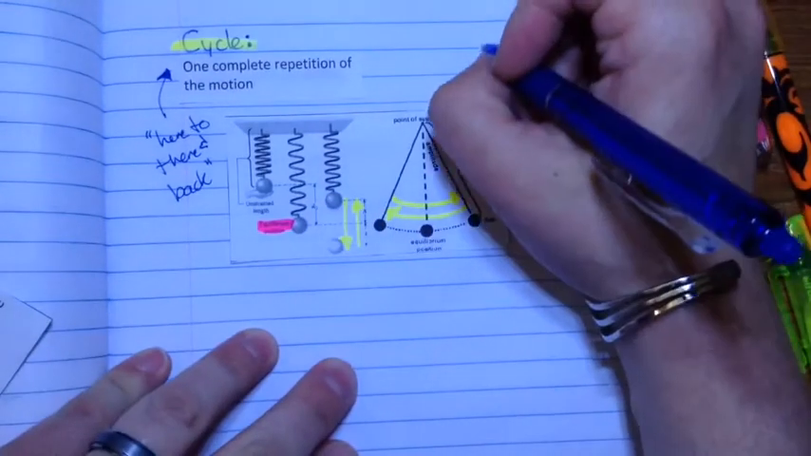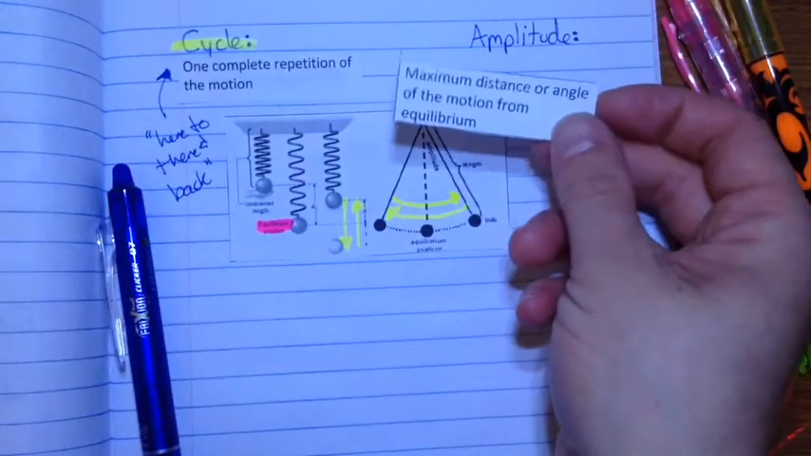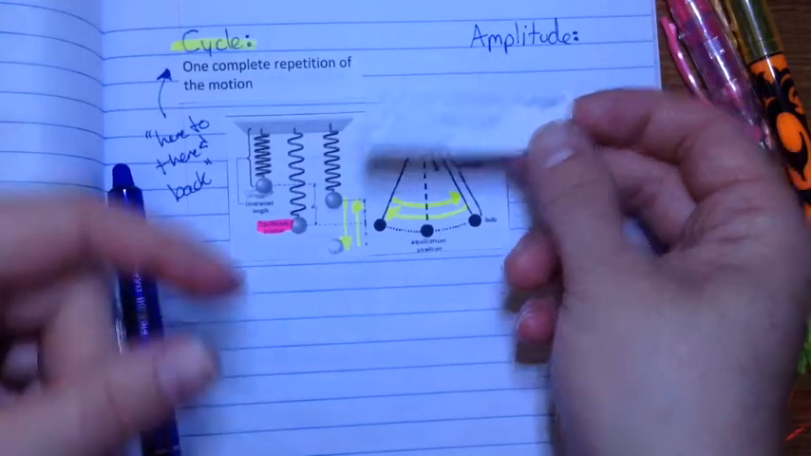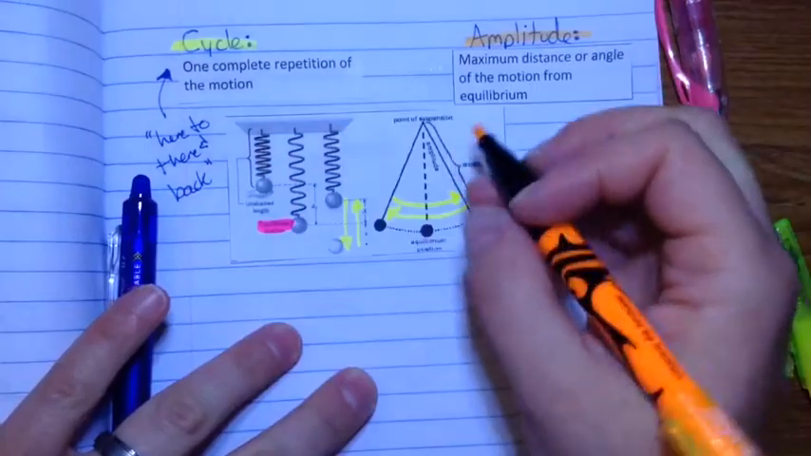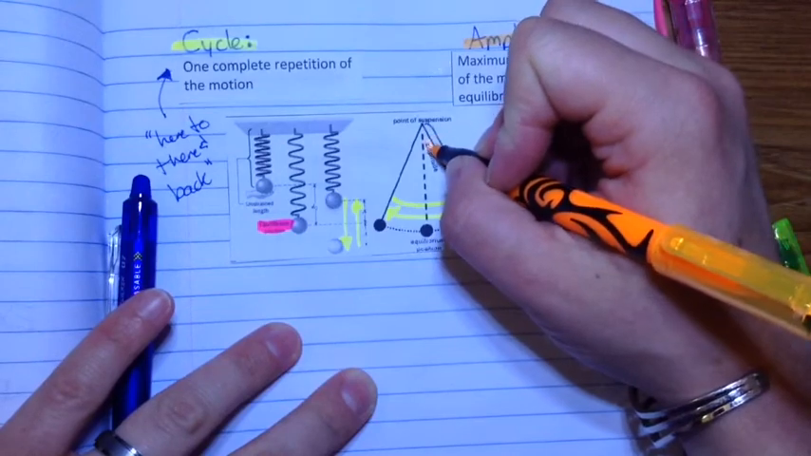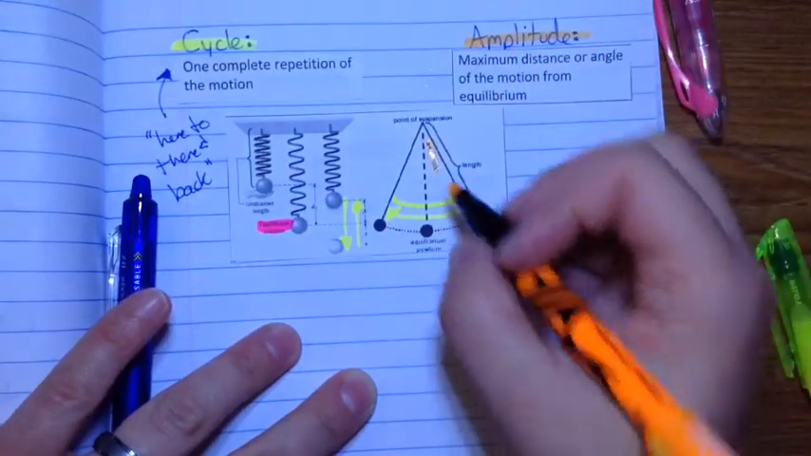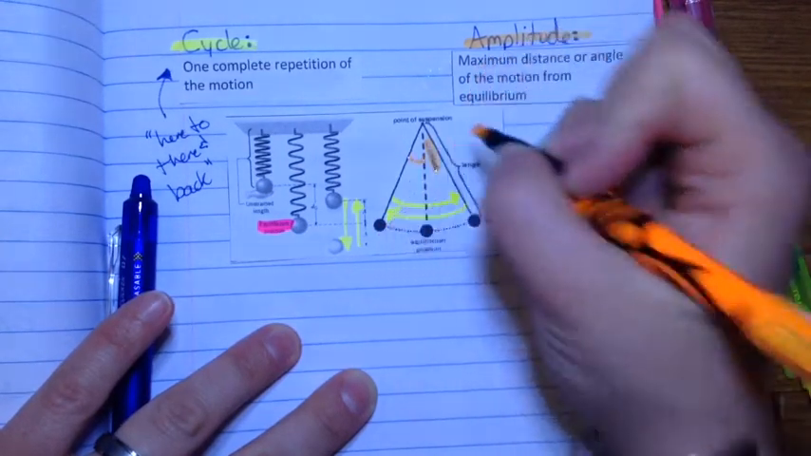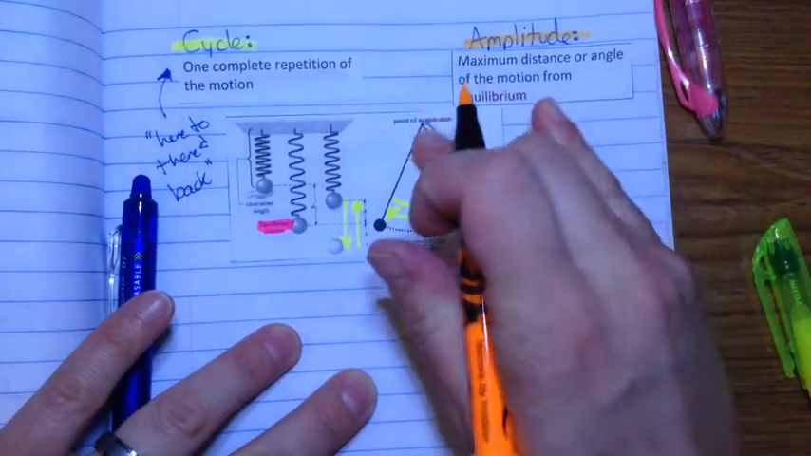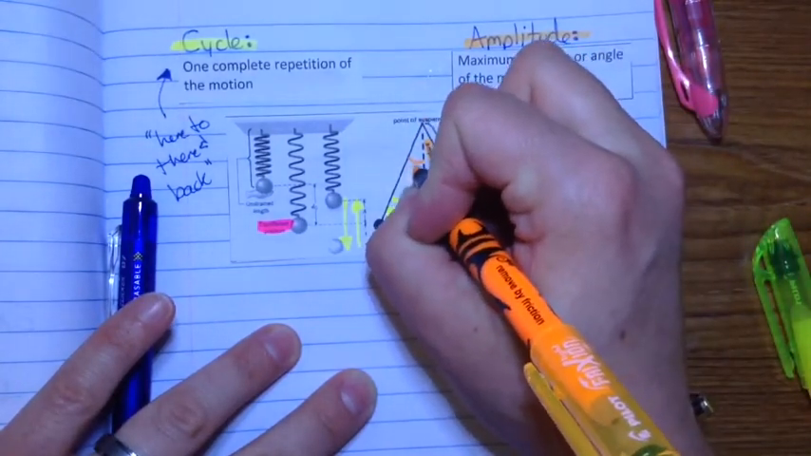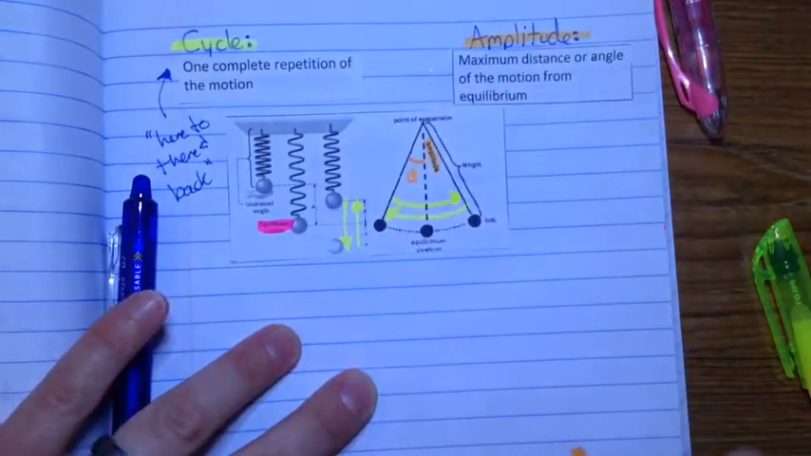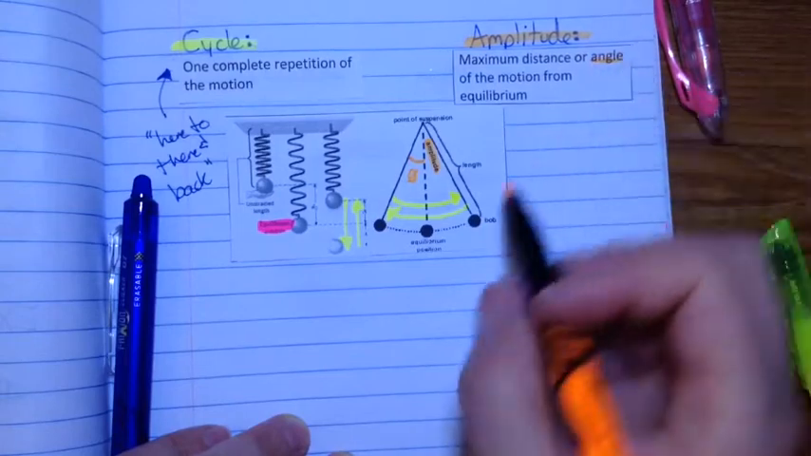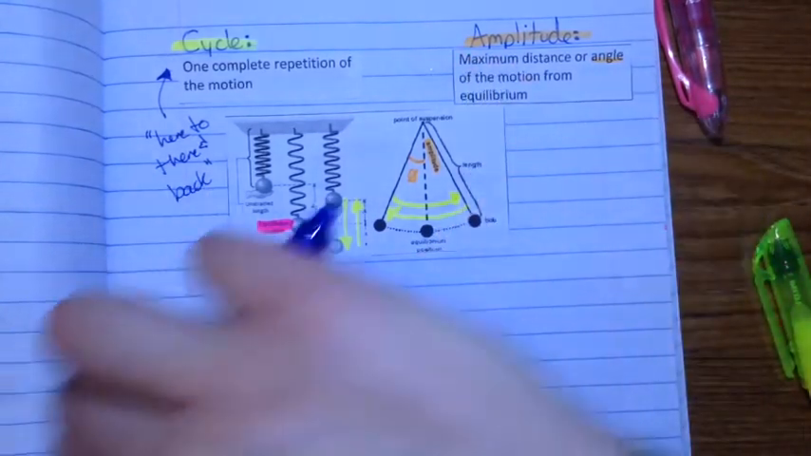The next keyword, amplitude. Amplitude is the maximum distance or angle of the motion from equilibrium. Amplitude. If you see in this diagram here the pendulum, right there it says amplitude. It's trying to describe that angle. Okay, so think about geometry, all right, the angle, that's what it's describing. And there's the fancy little symbol for angle, all right? So the angle of the motion, the maximum, all right?